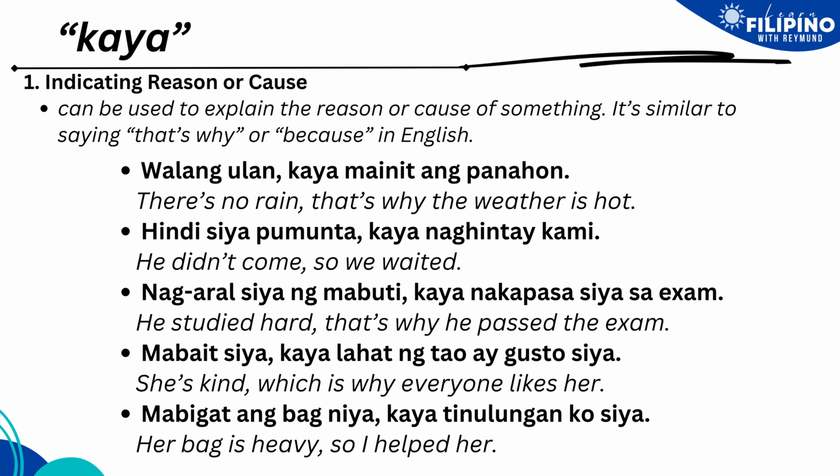The first one is indicating reason or cause. Let us have the following example sentences. Walang ulan kaya mainit ang panahon. There's no rain, that's why the weather is hot. When we say ulan, that's rain. Wala means none or nothing, so there's no rain. Kaya mainit ang panahon. Mainit is hot, and then panahon is the weather. Walang ulan kaya mainit ang panahon.